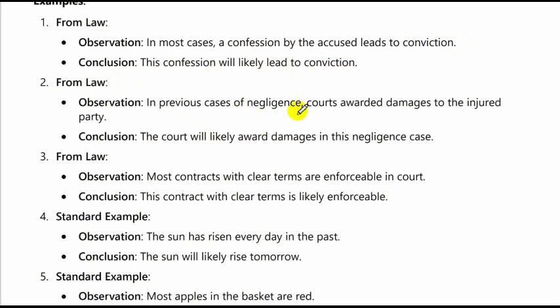In previous cases of negligence, courts awarded damages to the injured party. The court will likely award damages in this negligence case. Most contracts with clear terms are enforceable in court. This contract with clear terms is likely enforceable.